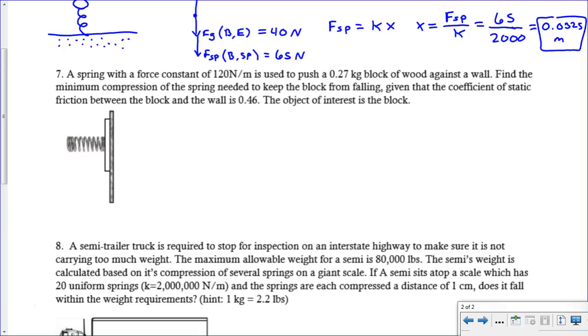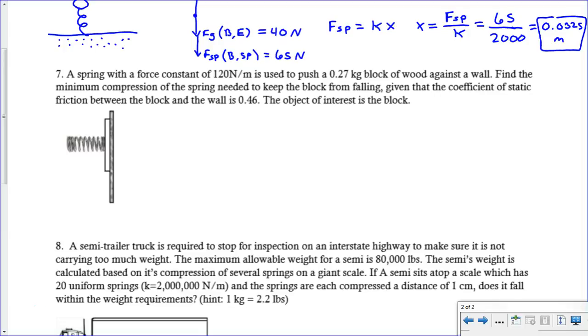Continuing on here, we have a problem. This one is kind of confusing. There's a spring pushing against a board. The board is being pressed against a wall. And the question is, how much compression must we have in the spring so that the block doesn't slip? This one's related to spring force and it's related to the frictional force as well. So there's quite a bit going on here.